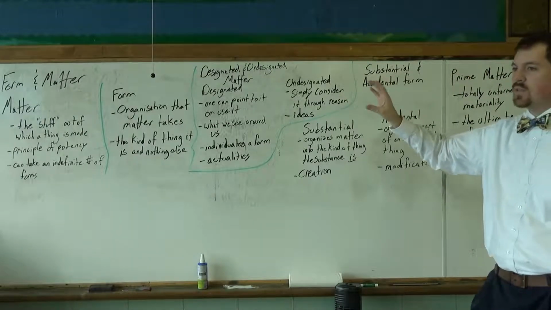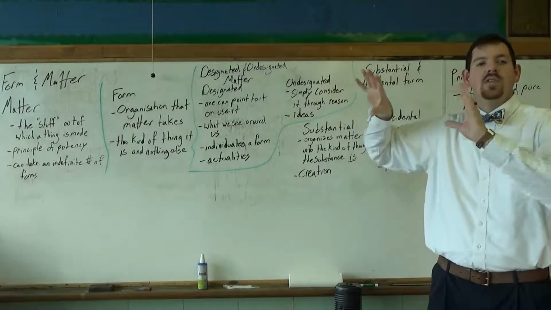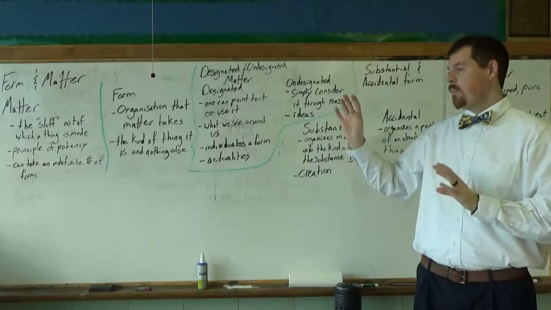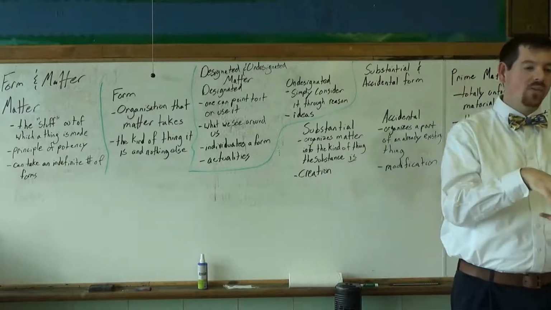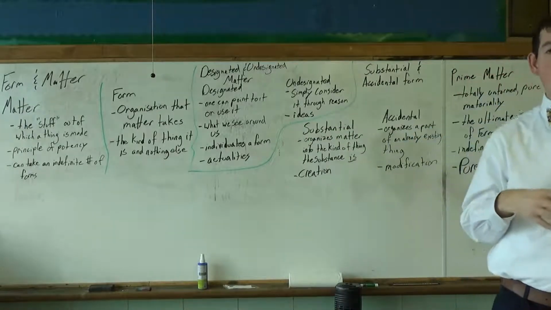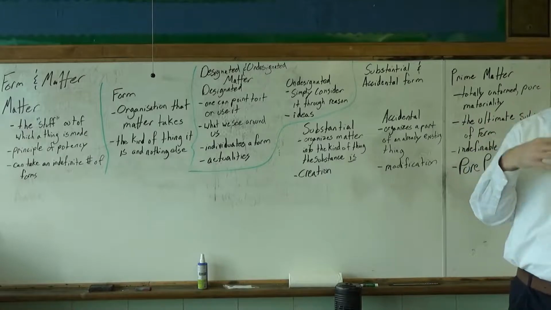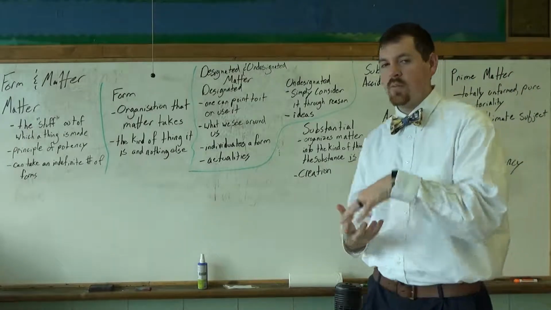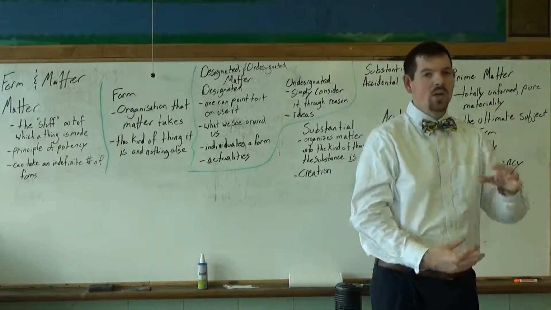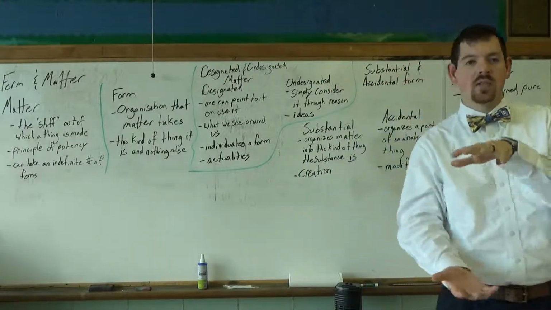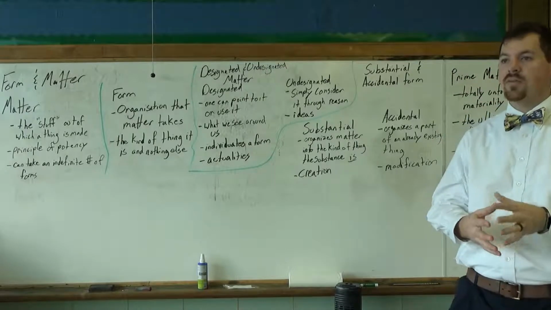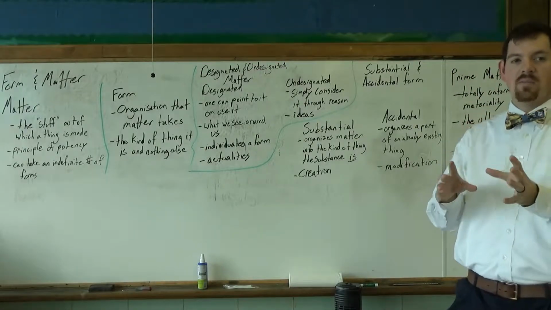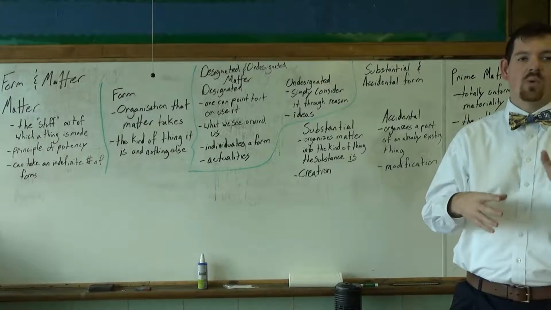Form is the organization that matter takes. So, simply put, this is what gives matter its shape. So if matter is the fluid inside of a vessel, if matter is the water inside of a water bottle, right, the bottle is its form. You can have one of those tall, smart water bottles. You can have one of those little tiny bottles. You can have a bottle that's really weirdly shaped, right? Doesn't matter. The water remains the same. It's only the form that's different.